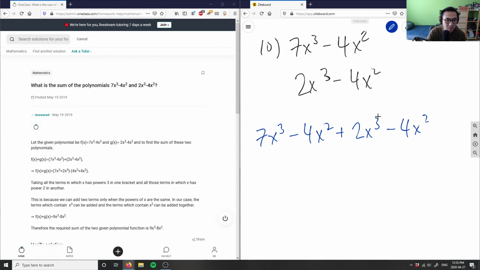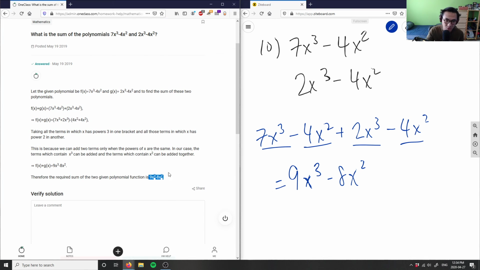Wait, let me just see if I did this correctly here. Yeah, so I'm collecting like terms here, right? So I have basically 7x cubed and 2x cubed here. 7 plus 2 here is 9x cubed. And then negative 4x squared minus 4x squared would be negative 8x squared. So the solution here is correct, right? They wrote 9x cubed minus 8x squared, which is exactly the same thing as what I got.